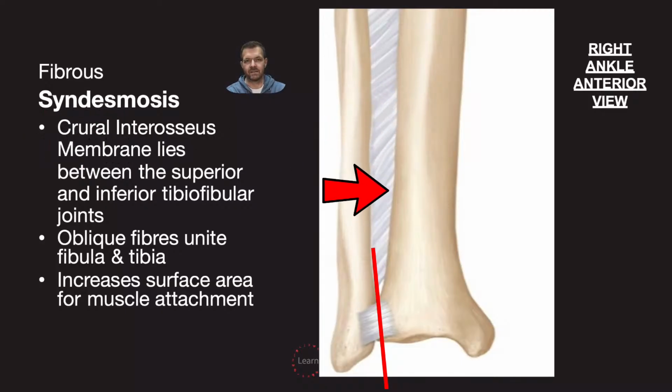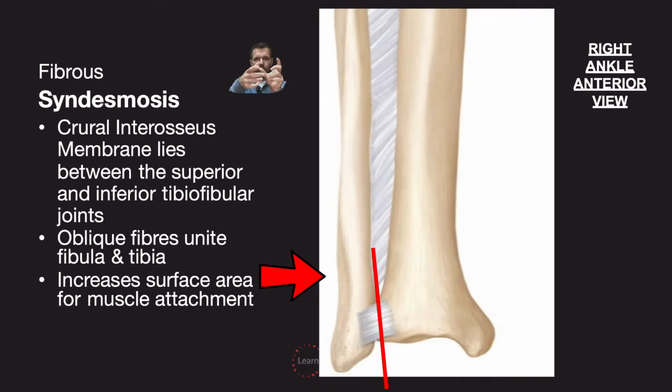So this interosseous membrane just there lies between the superior and inferior tibiofibular joints, right? And oblique fibres unite the fibula and the tibia. So you can see the direction of the fibres just there. It increases the surface area for muscle attachment around this point. There is another ligament at the back as well, so there's a posterior syndesmosis as well.